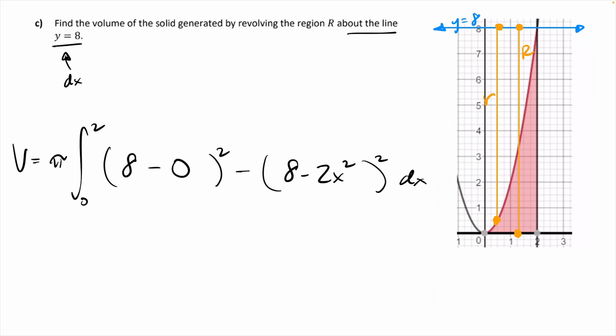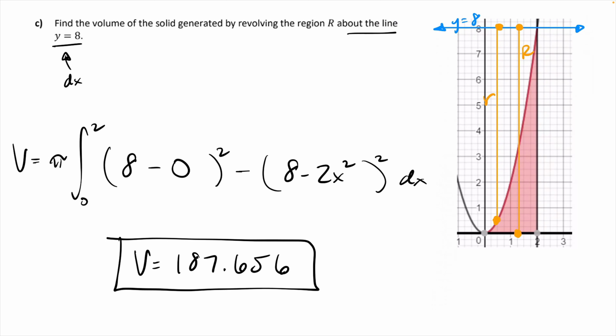So when you plug that into your calculator, I got 187.656. That was the same answer technically, just 0.2 off. I put 2x squared minus 8 instead of... No, that's actually right. I got 657 something. Yeah, you're good. Okay. Alrighty. Okay, so we have one more.